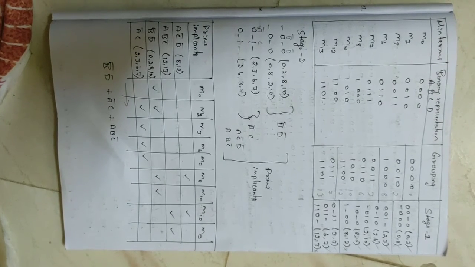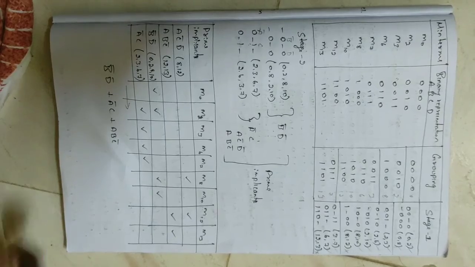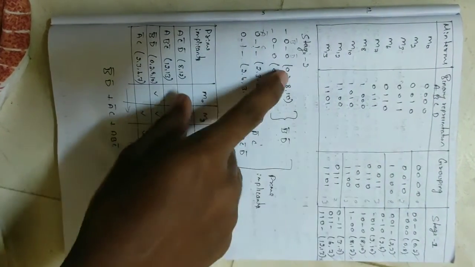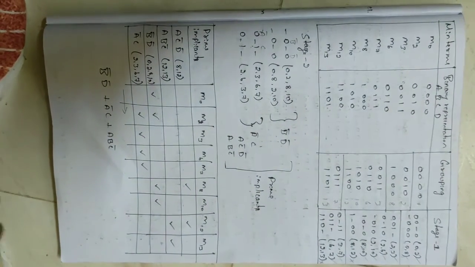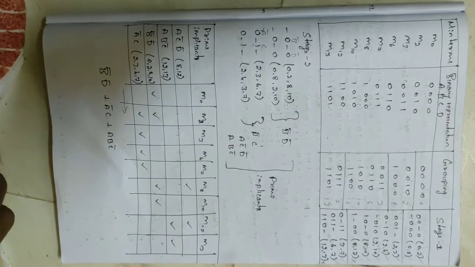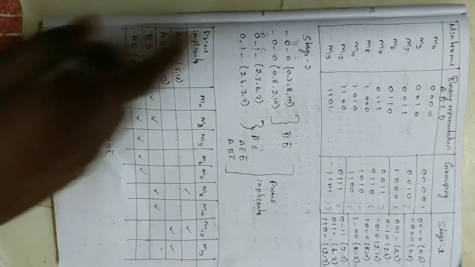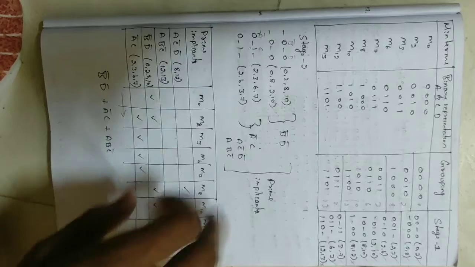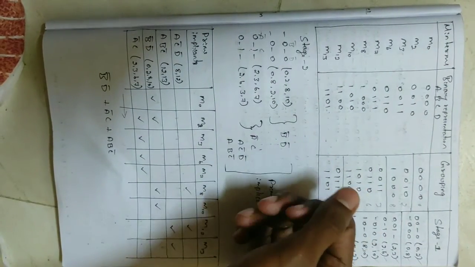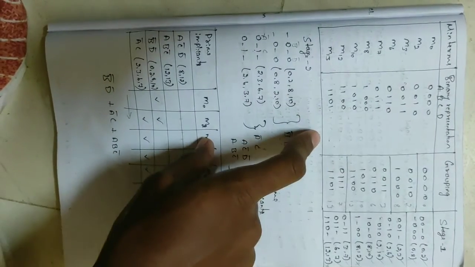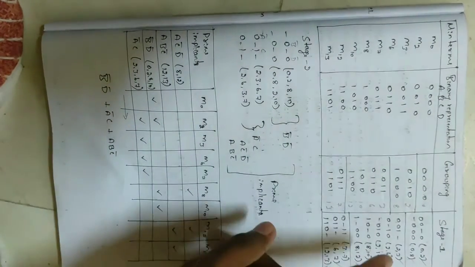For the Quine-McCluskey method, we want to write the tabular form like this: min terms, binary representation, and grouping, stage 1, stage 2. The min terms given are m0, 2, 3, 6, 7, 8, 10, 12, 13, and we represent the min terms in this column. For that, we have to write the binary representation, and then we need to do grouping.